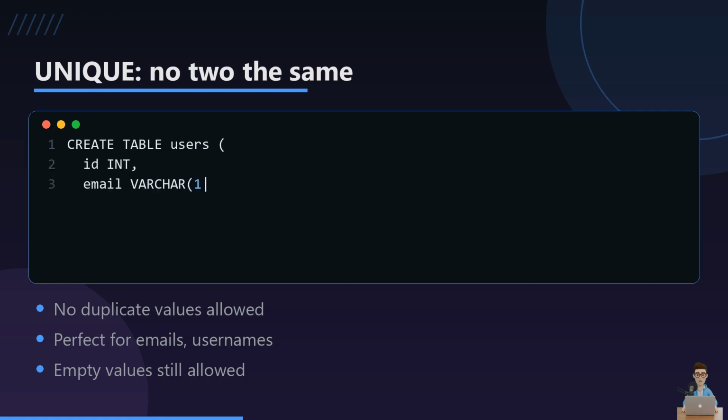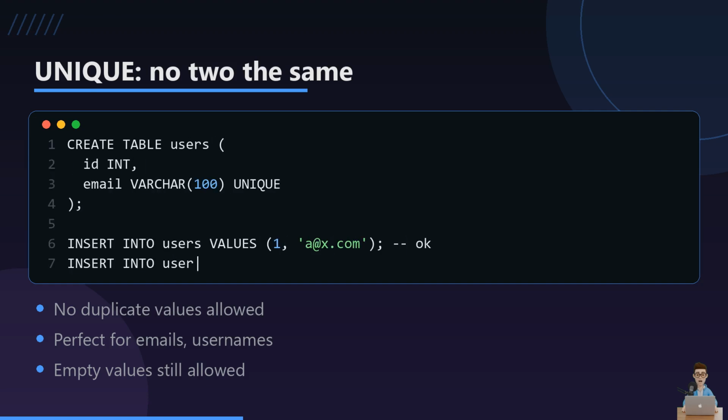Unique is like assigned seats at a theater. Once someone's in seat 4B, nobody else can claim it. It stops two rows from sharing the same value in that column. See how the second insert with the same email gets rejected? That's exactly the point. One quick heads up though. Unique usually still lets multiple empty values through, so pair it with not null when you need both.